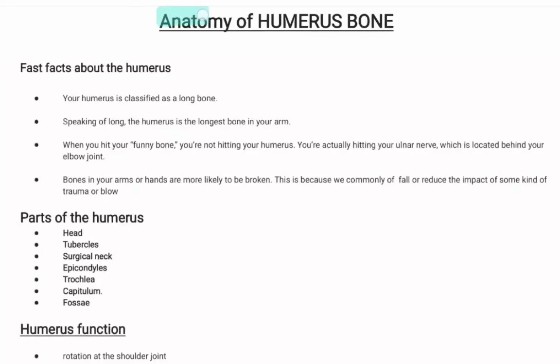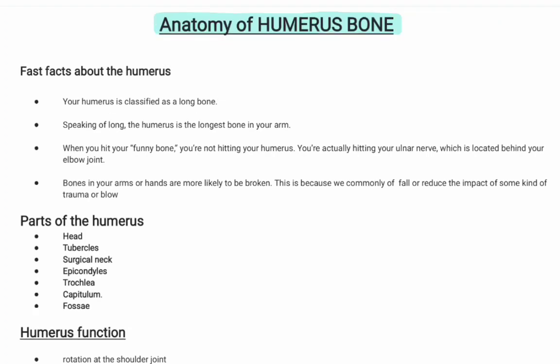Hello friends, in this video we will talk about the anatomy of the humerus bone. So, starting with the facts about the humerus, it is classified as a long bone. Since there are many types of bone, like long bone, short bone, and sesamoid bone, the humerus is considered a long bone, and it is the longest bone in your arm.